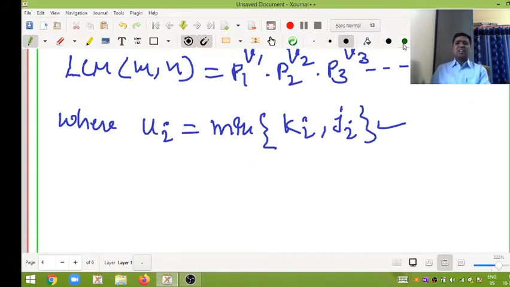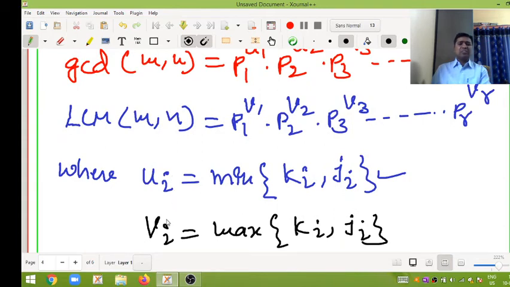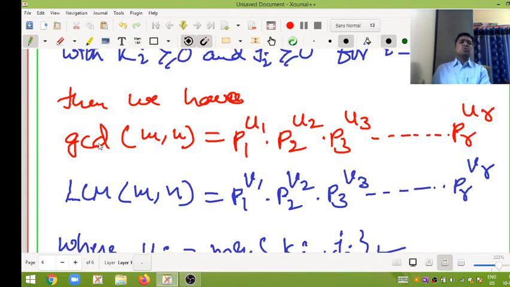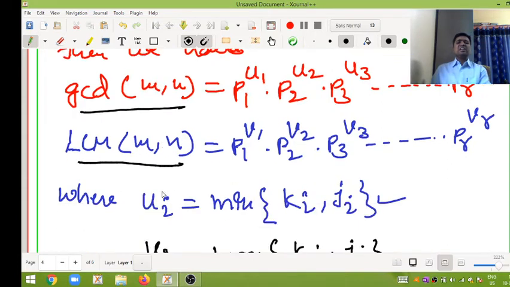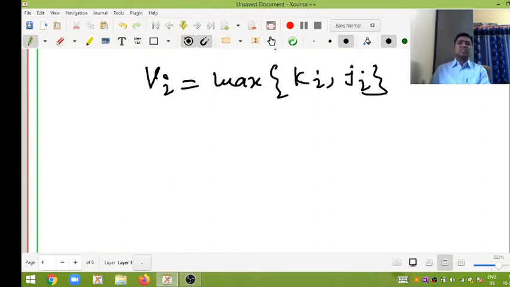as well as vi is equal to maximum of ki comma ji, my dear friends. Like this way, we will find ui and vi, my dear friends. So, using this formula, we have to find GCD and LCM, my dear friends. This is about lemma 2, a very, very important lemma. Okay, my dear friends, I hope you all understood this one.